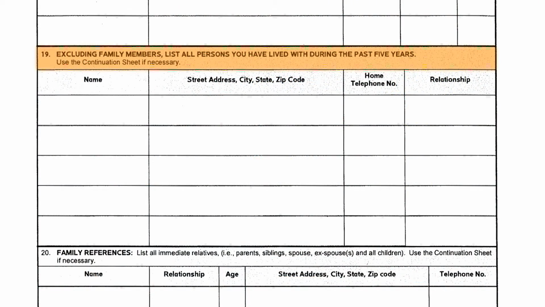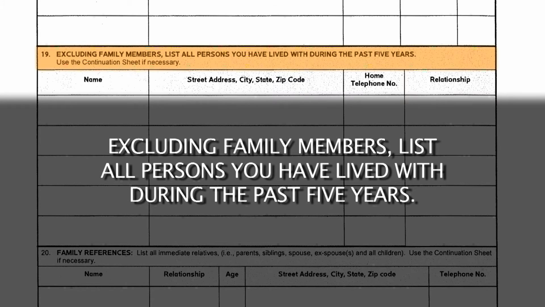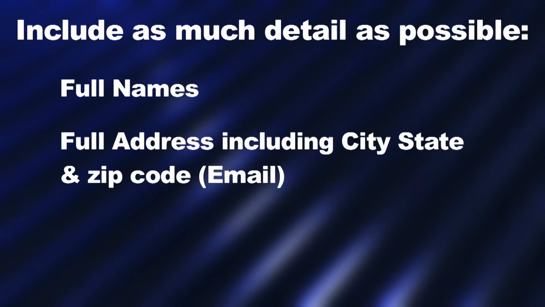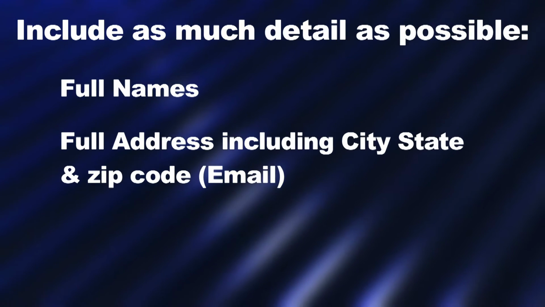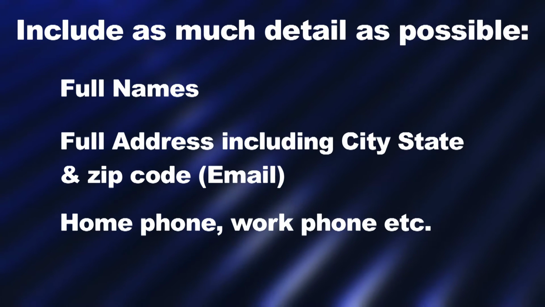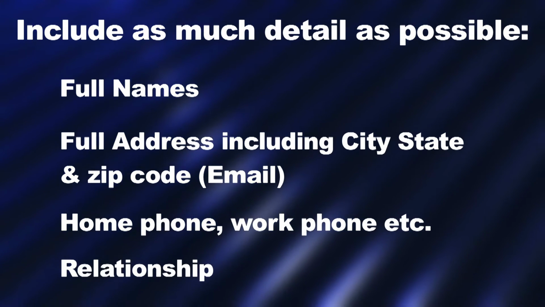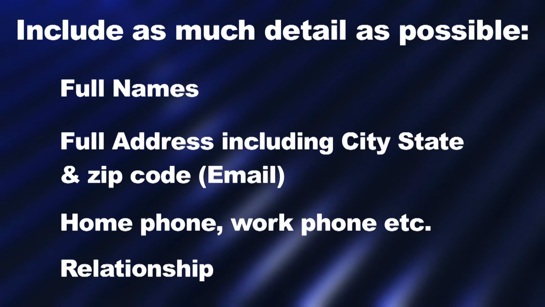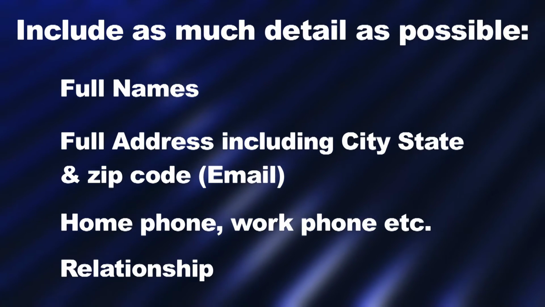Section 19 on page 4. Excluding family members, list all persons you have lived with during the past 5 years. Once again, give as much detail as you possibly can when filling this out. Name, address, any email addresses you may have for them, multiple phone numbers if available, and what your relationship is or was with them when living.